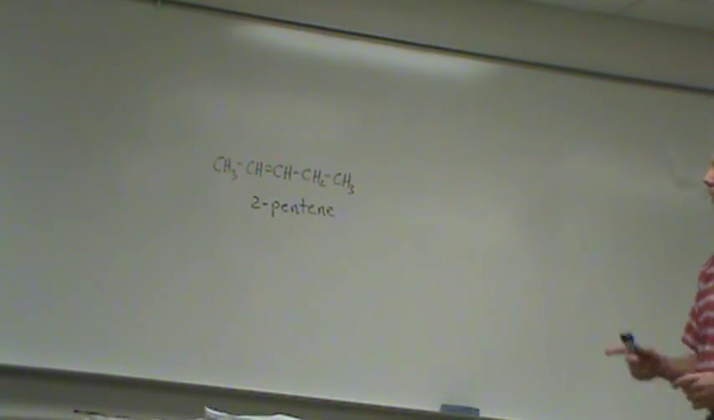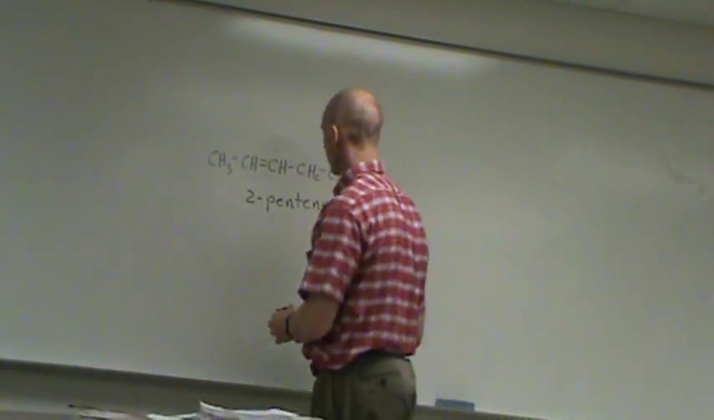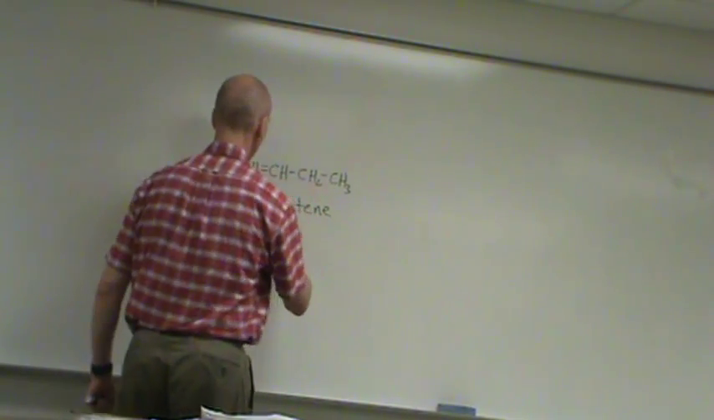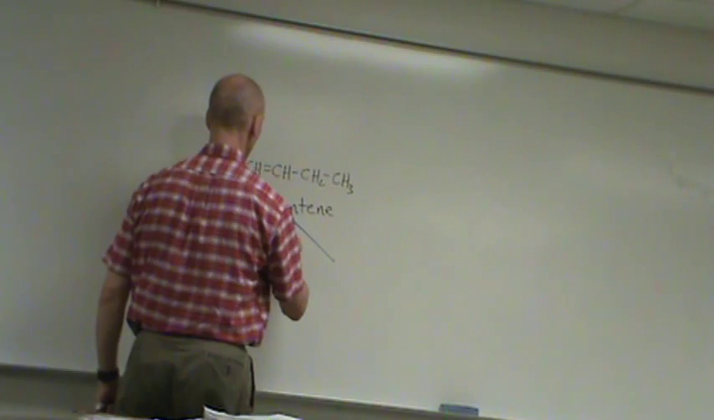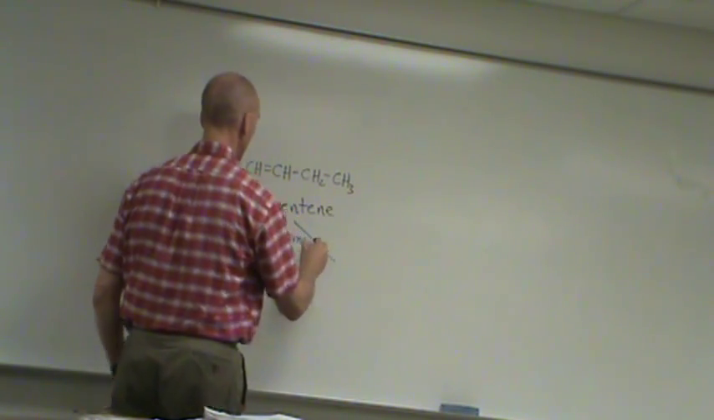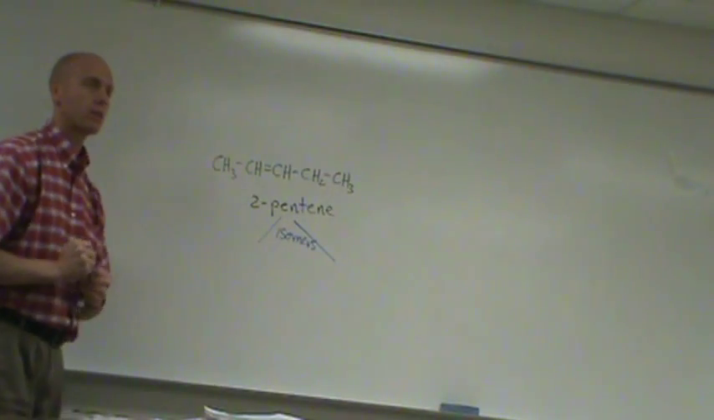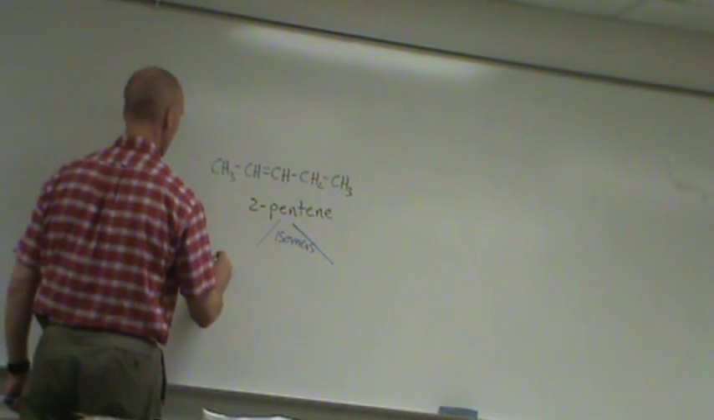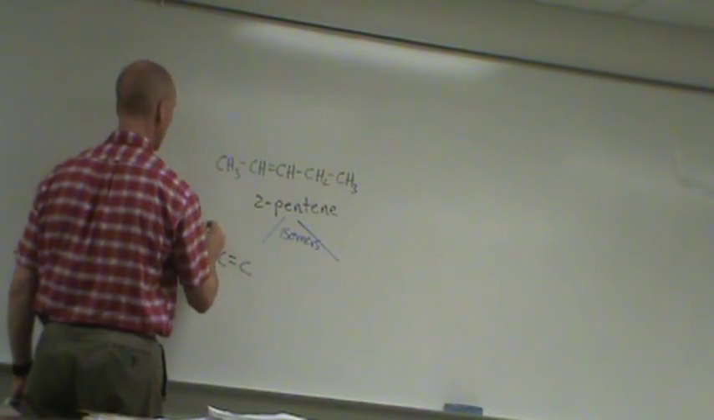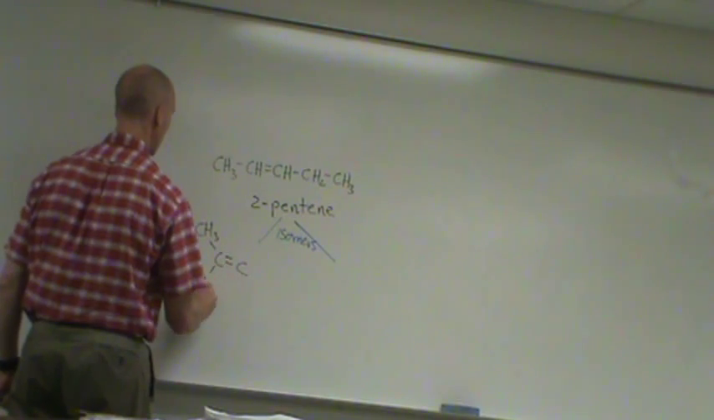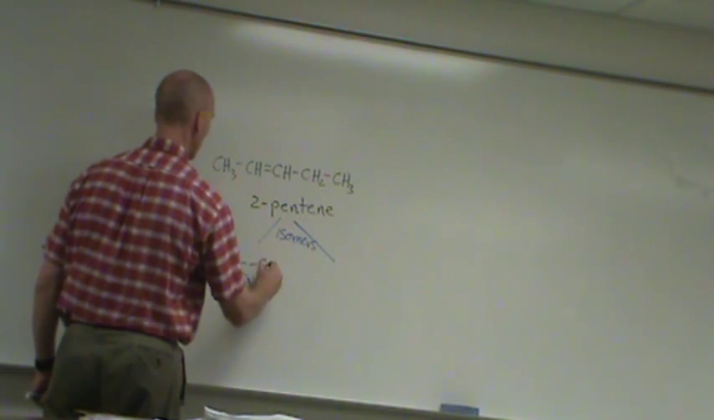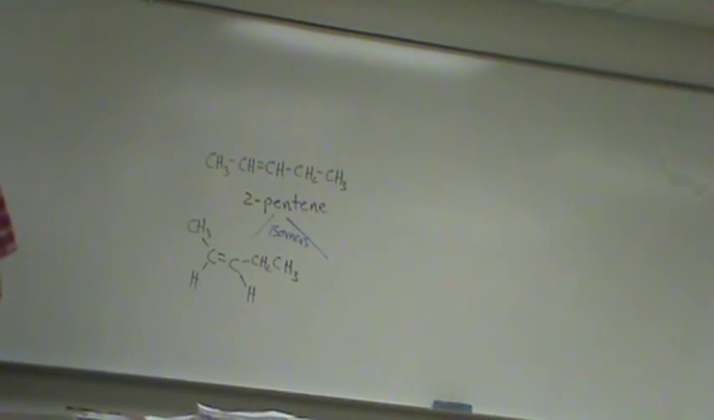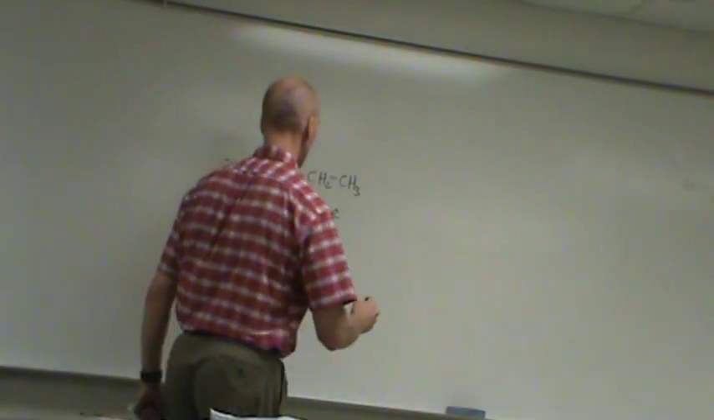Junk. Well, here with 2-pentene, okay? With 2-pentene, this actually has 2 isomers. Say, what are you talking about? Well, one way I could redraw the molecule is like this. I could draw it like that, or I could draw it like this.